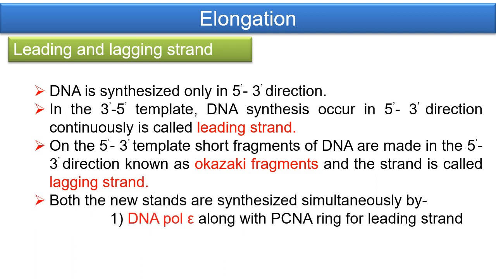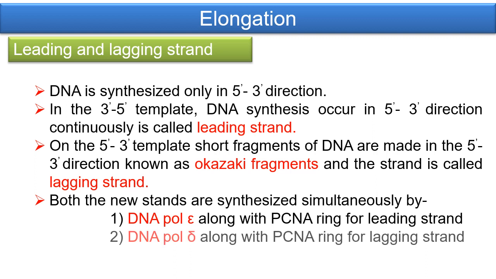There are different polymerase enzymes for both the strands, as in prokaryotes only one polymerase can carry on the process. However, in eukaryotes there are different enzymes for both the strands, DNA polymerase epsilon along with PCNA ring for leading strand, and DNA polymerase delta along with PCNA ring for lagging strand. Now, what is PCNA ring? See, the DNA polymerase delta and epsilon are much heavier enzymes. So PCNA ring is a ring-like structure that functions as a sliding clamp, like a clip, and binds to polymerase so that polymerases don't fall off the strands during replication.